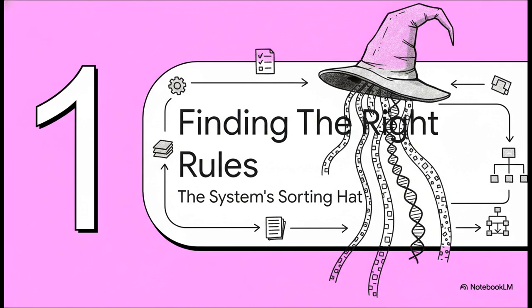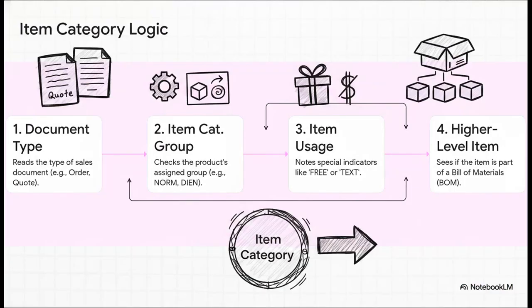So if this little piece of DNA is so critical, how does the system pick the right one? It's not just a guess. It actually has a very specific, almost clever process, kind of like a sorting hat, making sure every single item gets put in the right house with the right set of rules. The system basically asks itself four questions to figure this out.